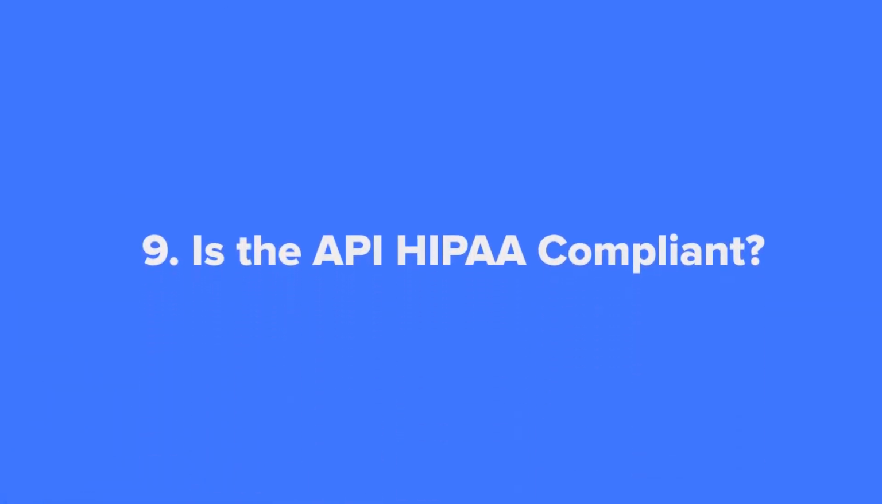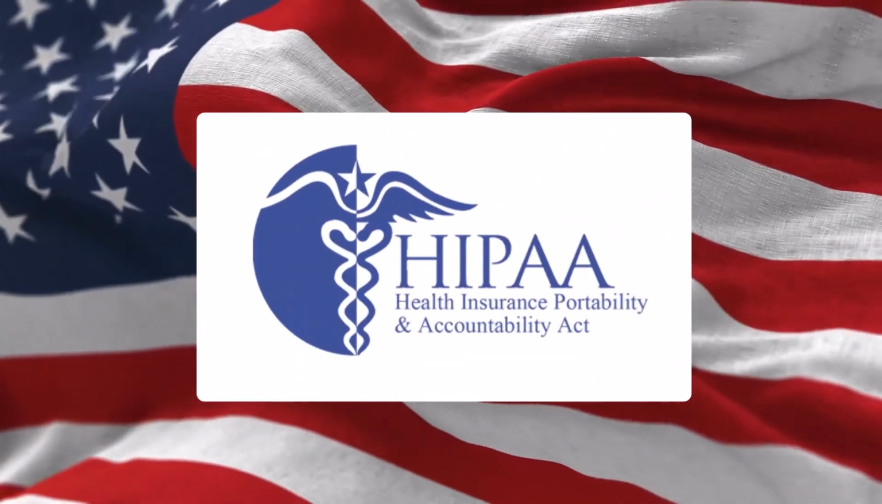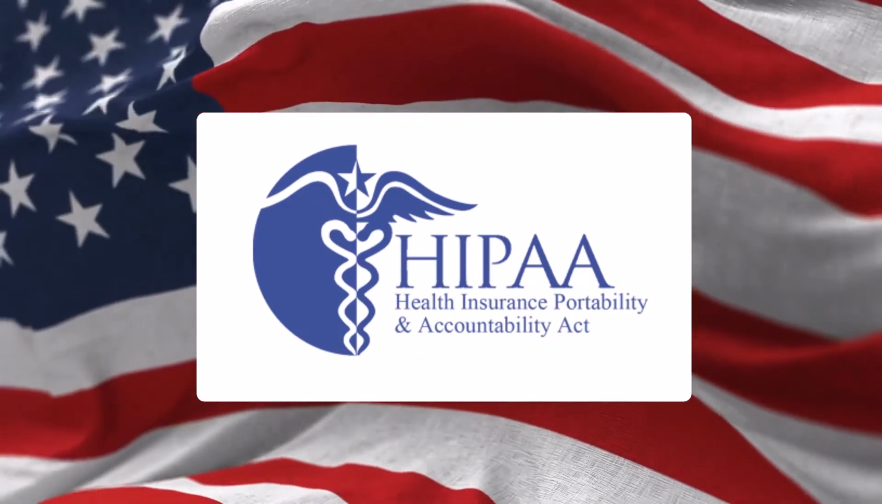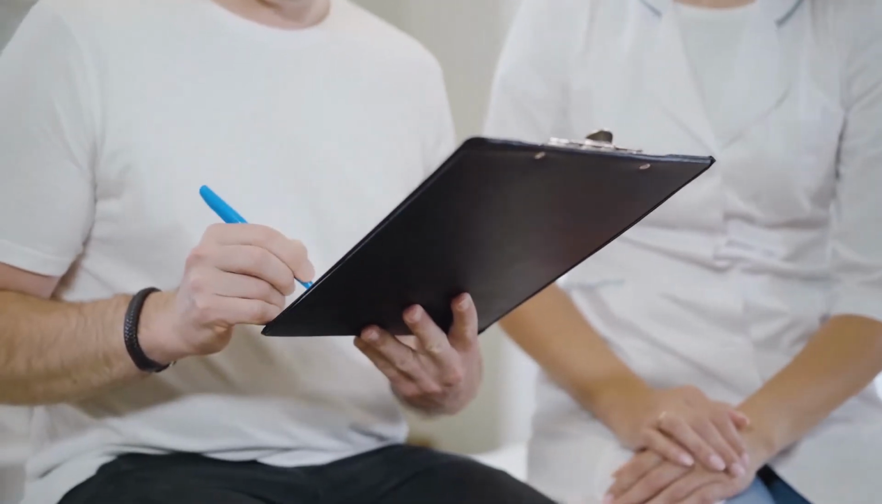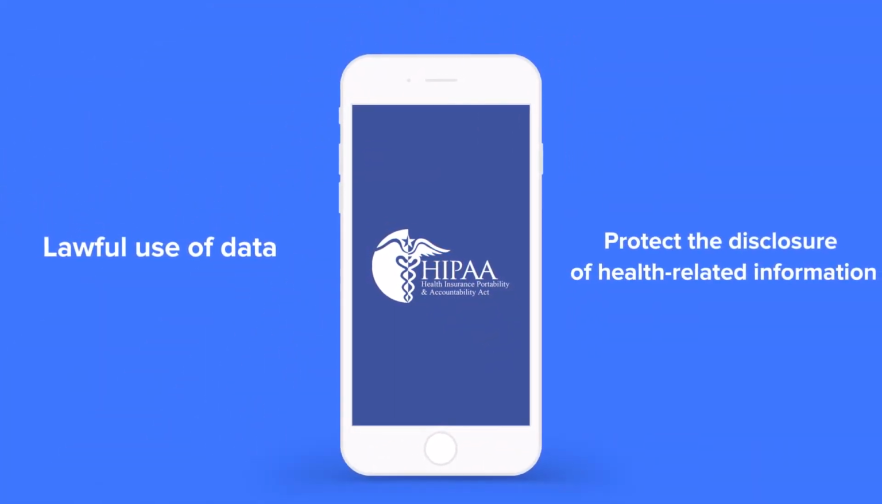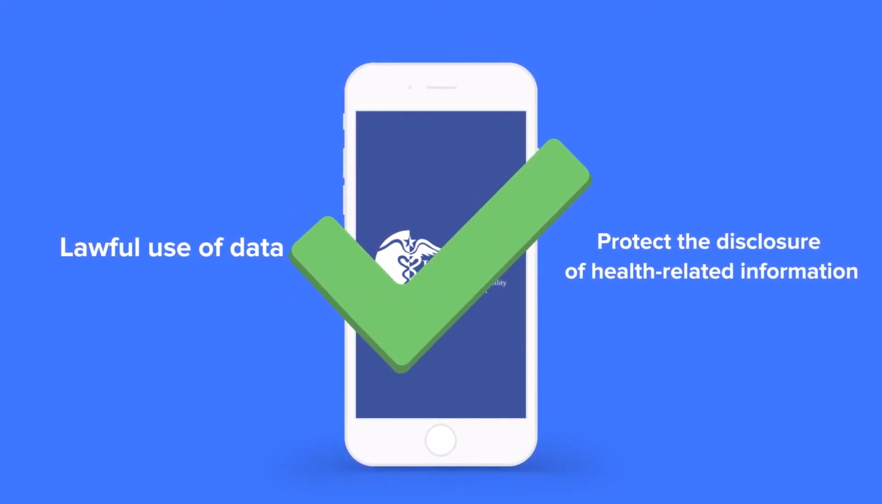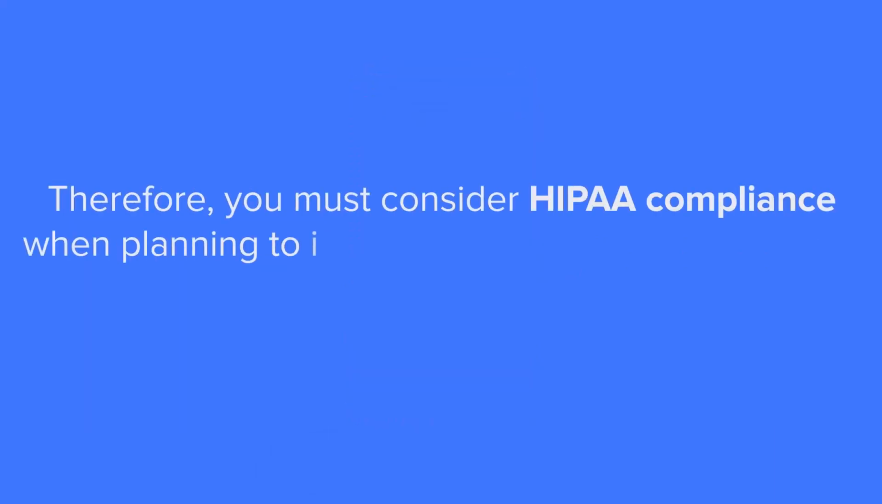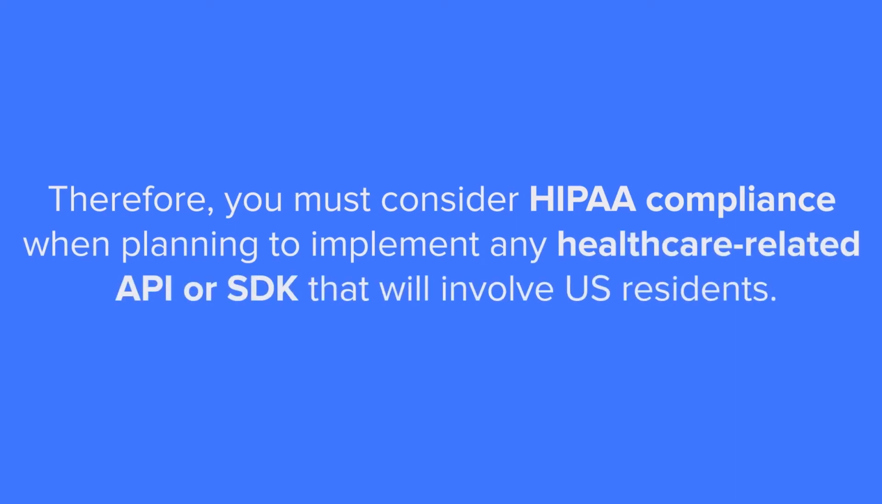The Health Insurance Portability and Accountability Act of 1996, HIPAA, is a United States federal law that pushes national standards to protect sensitive patient health information from being disclosed without the patient's consent or knowledge. HIPAA compliance ensures apps adhere to the standards that define lawful use of data and protect the disclosure of health-related information. It is regulated by the Office for Civil Rights, OCR. Therefore, you must consider HIPAA compliance when planning to implement any healthcare-related API or SDK that will involve US residents.